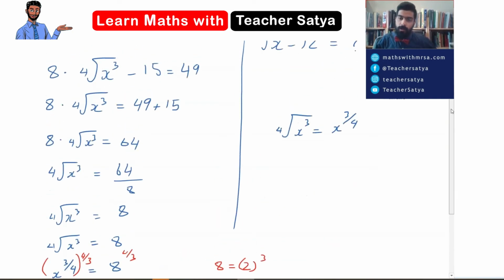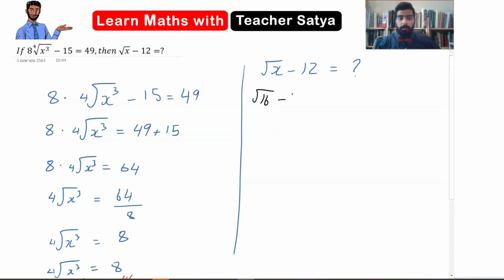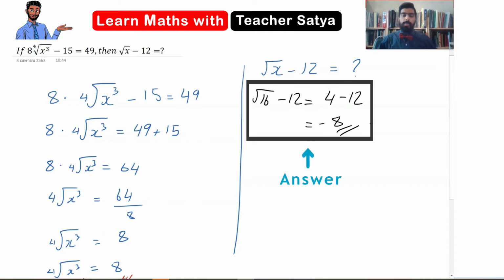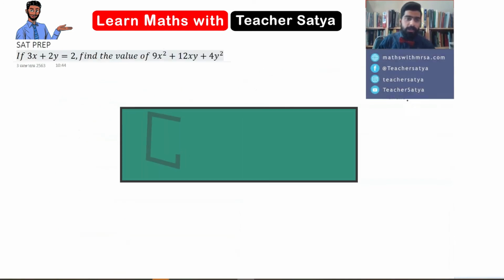Now we have found the value of x, but the question is still not finished. They are asking us, always guys, here's where many students lose points by not completing the question. Here they are asking what is the square root of x minus 12. We found that x is equal to 16. So the square root of 16 minus 12 will be equal to 4 minus 12, which is equal to negative 8. Okay, guys, which is equal to negative 8. Now let's go to the next one.